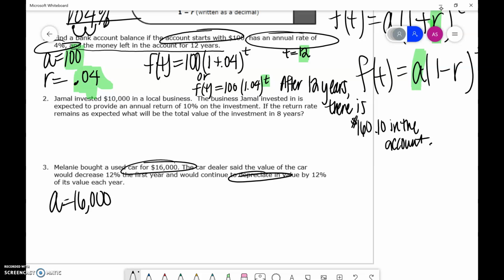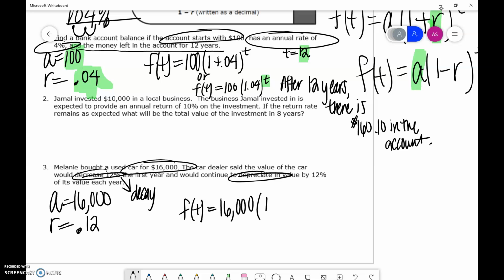Then they said it will decrease, so we know that this represents exponential decay. My r is going to be 12%, which I'm going to change to a decimal, so I have 0.12. Since it's exponential decay this time, I'm going to be using my 1 minus r. So I'm going to have f of t equals 16,000 times 1 minus 0.12 to the t.